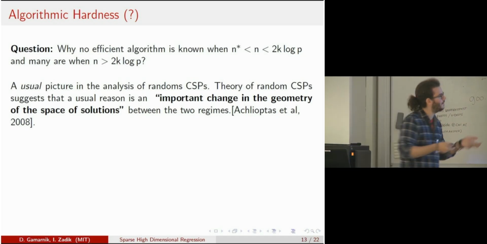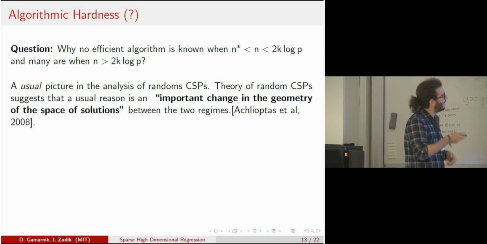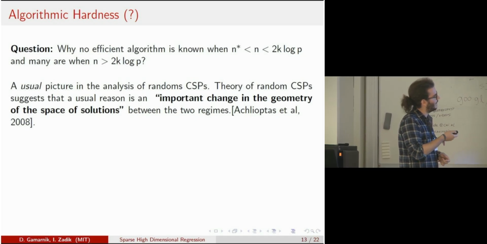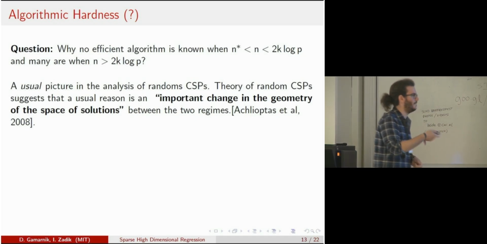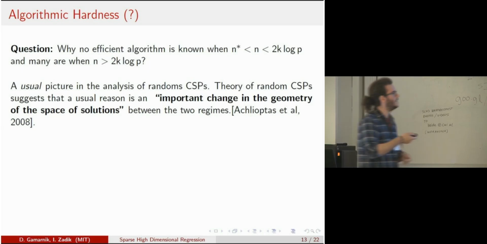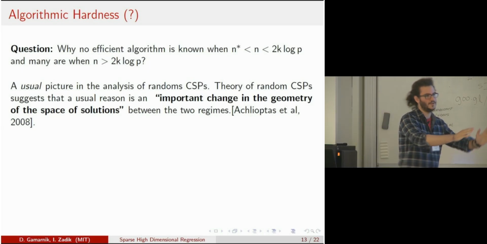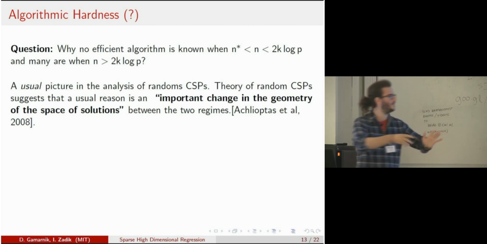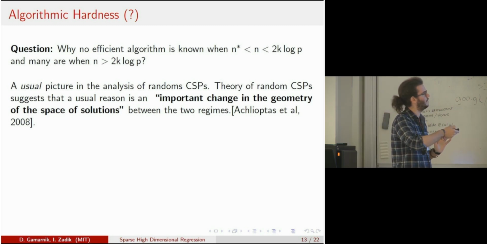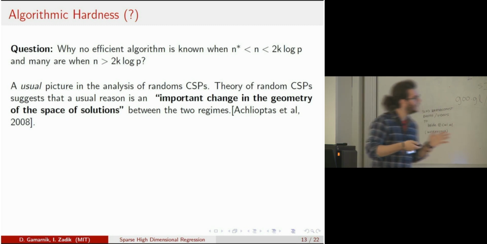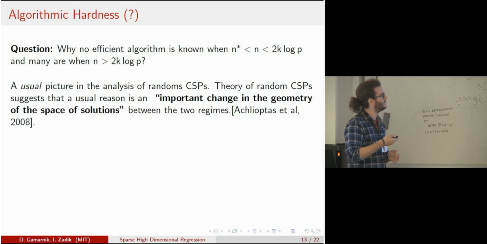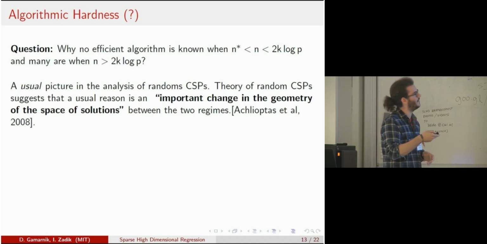So how do you argue, though, that this bound is not just trivial? Well, the random CSP community, actually just one paper, but there are many papers in this direction, I borrow this idea from them. They say turn to the geometry of the space of solutions, and if the thresholds are not very bad, you will be able to see an important change in the geometry between the regime where there is no information and the regime where information is there and there is efficiency. So that's what we did.